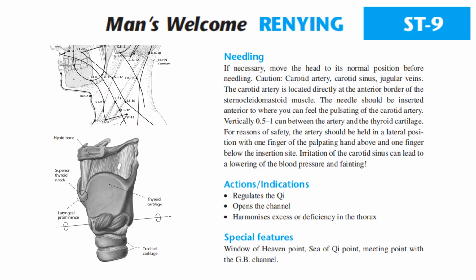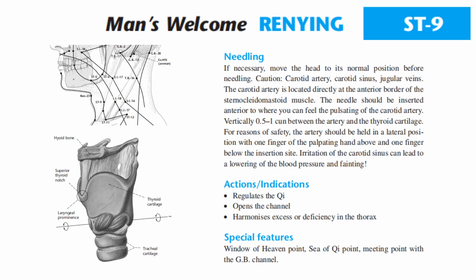The carotid artery is located directly at the anterior border of the sternocleidomastoid muscle. The needle should be inserted anterior to where you can feel the pulsating of the carotid artery, vertically, 0.5 to 1 cun, between the artery and the thyroid cartilage. For reasons of safety, the artery should be held in a lateral position with one finger of the palpating hand above and one finger below the insertion site. Irritation of the carotid sinus can lead to a lowering of the blood pressure and fainting.